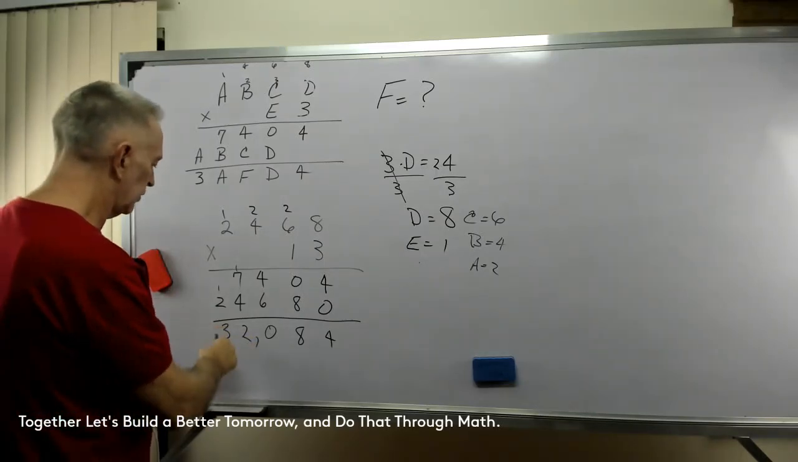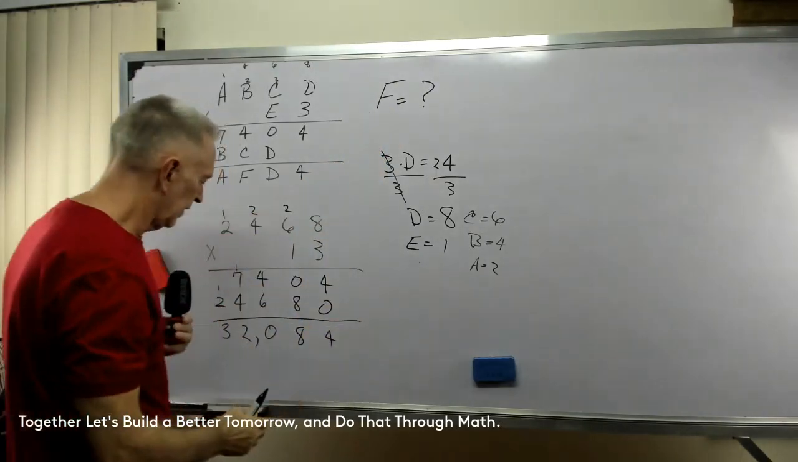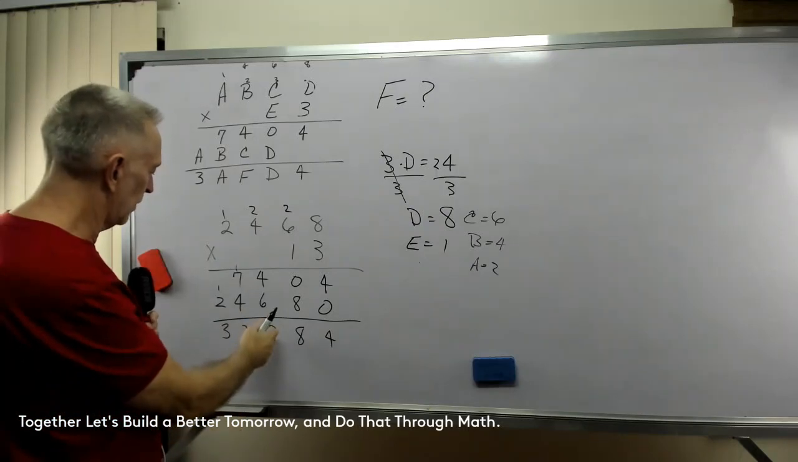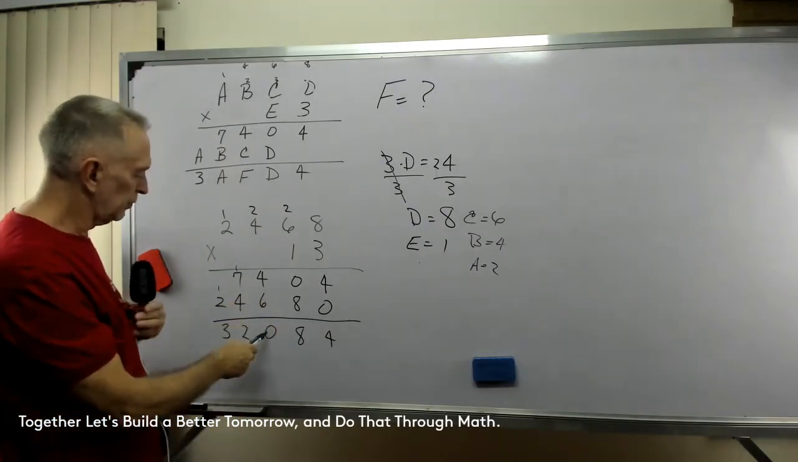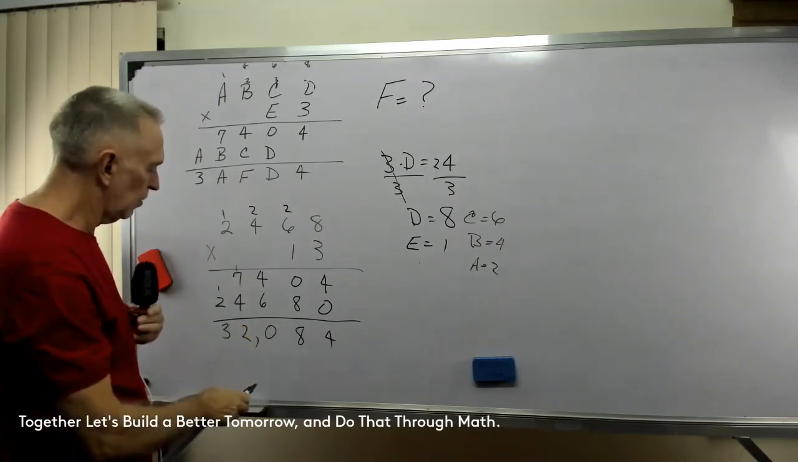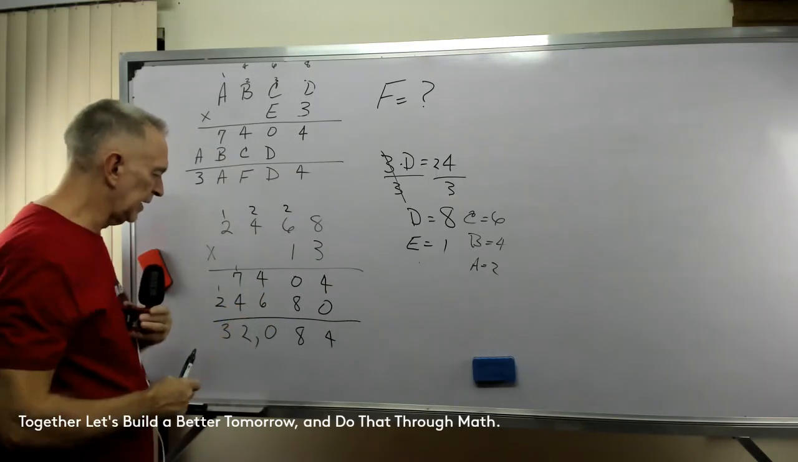So the number is 32,084. So what is F? Well, F on just a single digit is a 0, but we know it was 6 plus 4 is 10, so we carried the 1. But if they just want to know what the digit is, it's 0, but the actual number ended up being 10.